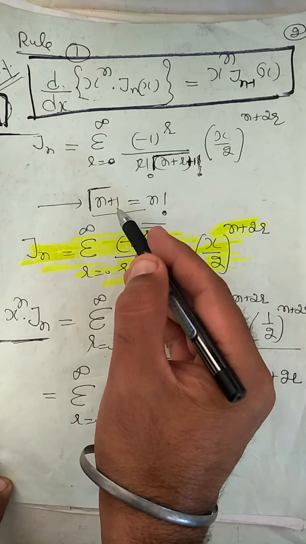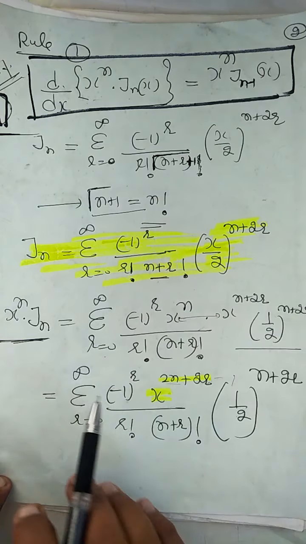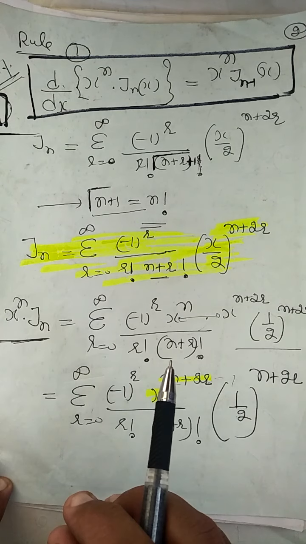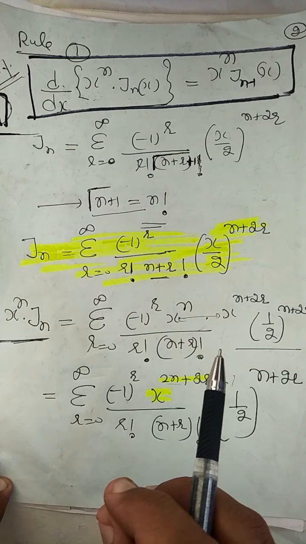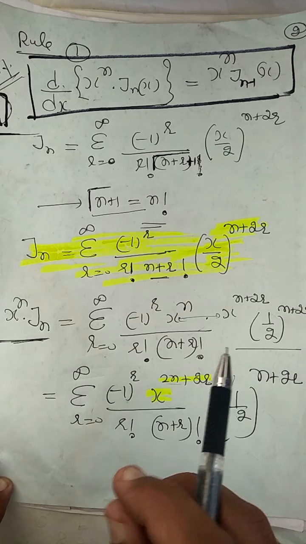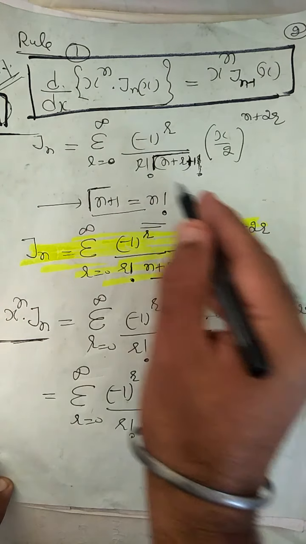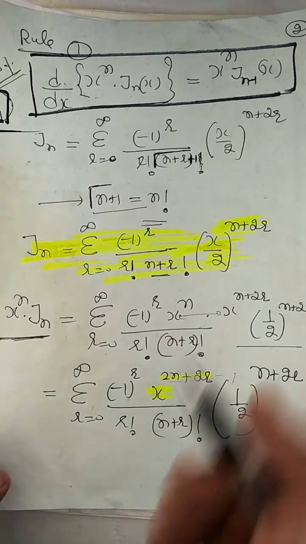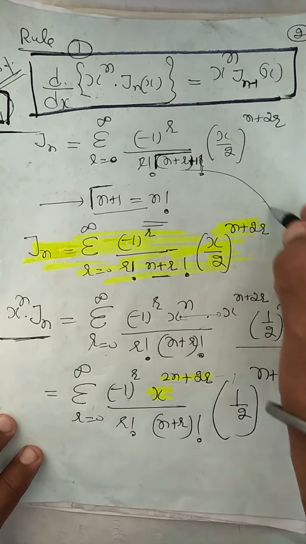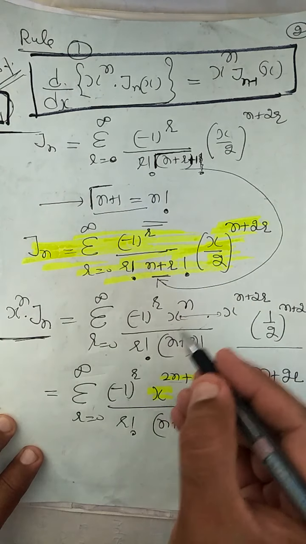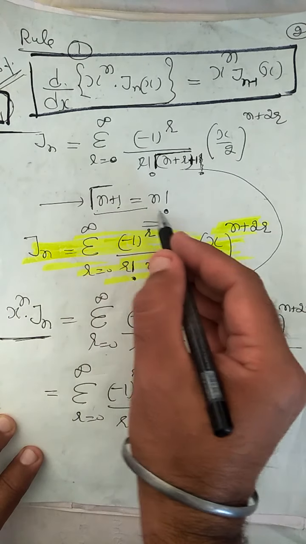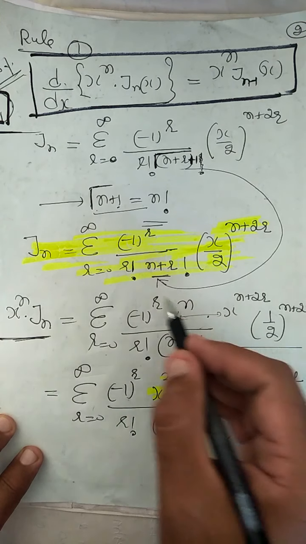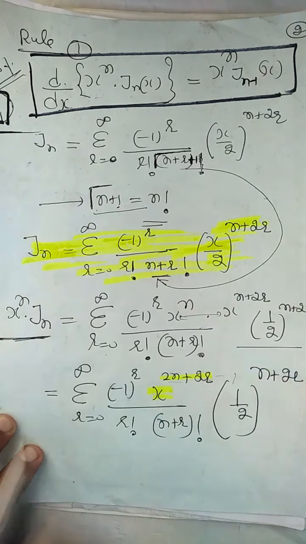Here gamma n plus 1 is equal to n factorial. I take the privilege to assume that you know the value of the gamma function. If you do not know, please read it. This is the gamma function, and gamma n plus 1 is equal to n factorial. So if I write this gamma notation in factorial notation, then gamma n plus r plus 1 is equal to n plus r factorial.